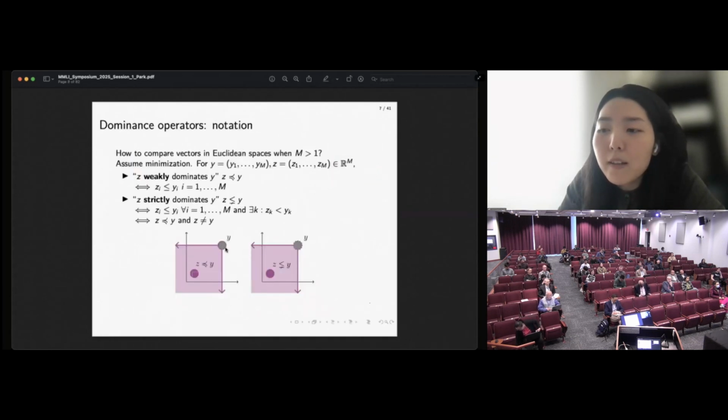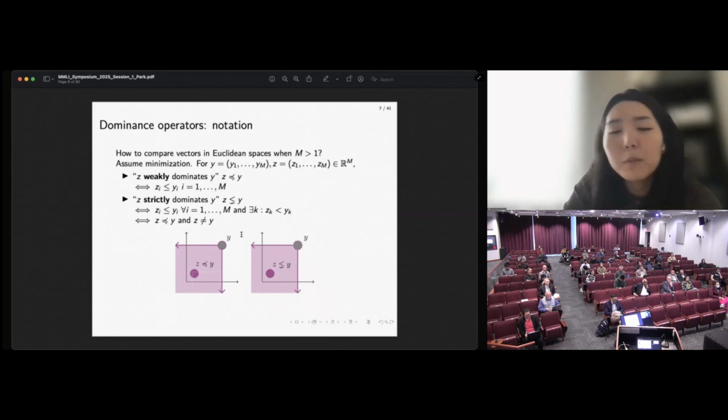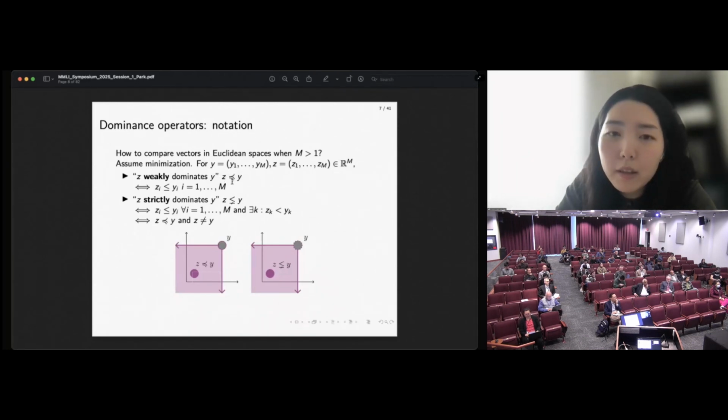But we said F is a vector-valued function. So what does optimal mean when we are dealing with vectors in Rm? For this, we can define vector ordering in terms of dominance operators. So for two vectors in Rm, y and z, we say that z weakly dominates y, denoted like this, if all of z's components are less or equal to y's.